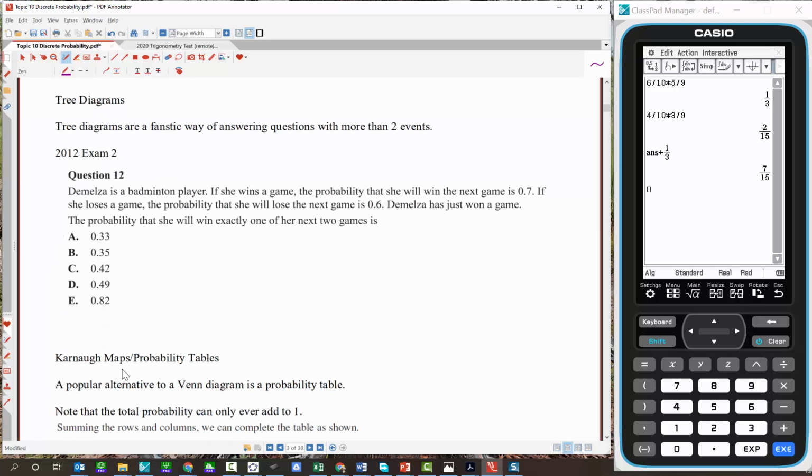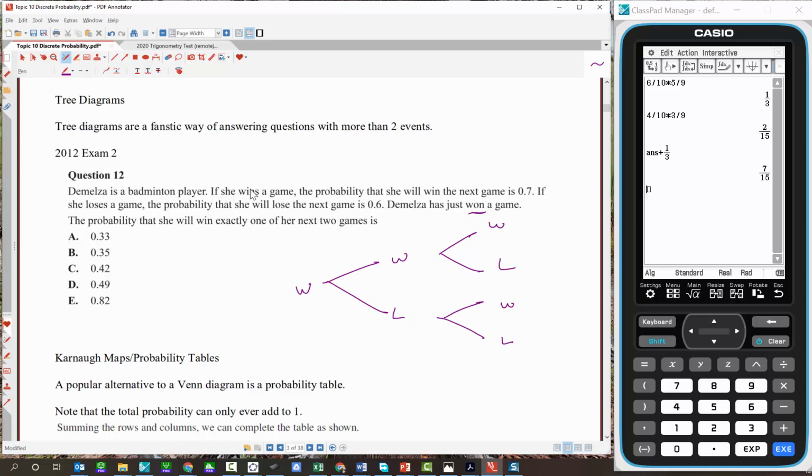So tree diagrams, fantastic way of answering questions with more than 2 events. Demelza is a badminton player. If she wins a game, the probability that she'll win the next game is 0.7. If she loses a game, the probability that she will lose the next game is 0.6. She's just won a game. So we're starting here at winning a game. The probability that she'll win exactly one of her next two games is, so she's just won a game, she can win or lose. And from there, she can either win or lose.